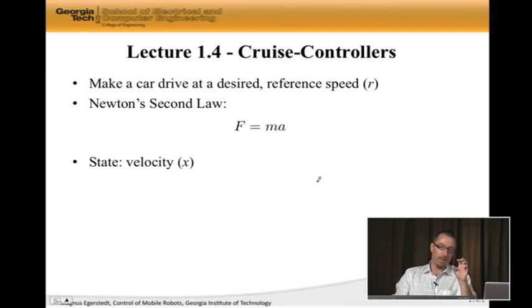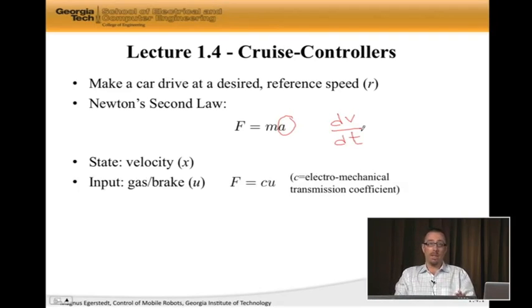Since what we're going to do is try to make the velocity do the right thing, let's say that the velocity of the car is the state. So x is going to be the speed at which the car is driving. Now, acceleration, a, is simply dv/dt. It's the time derivative of the velocity, or the change in velocity as a function of time. So we can relate the velocity to the acceleration.